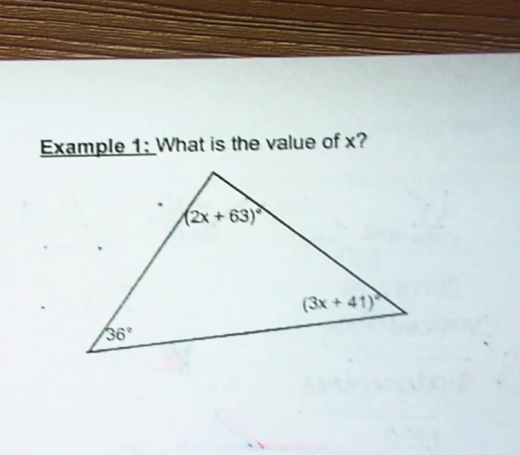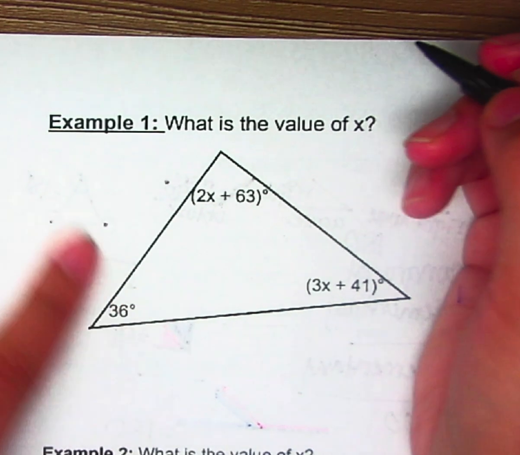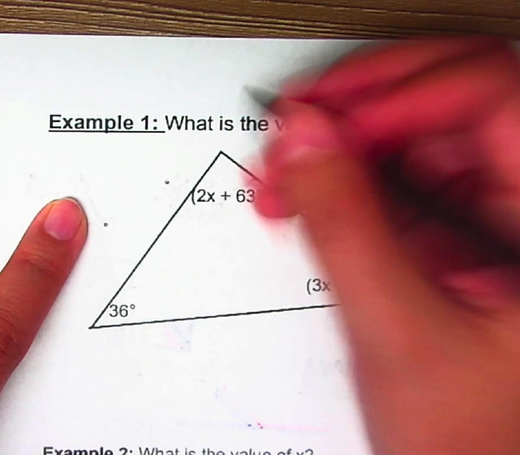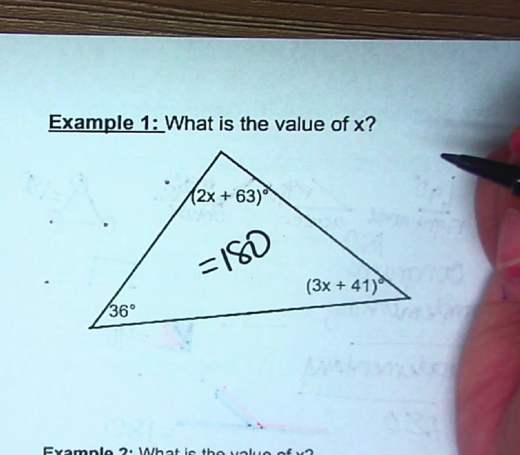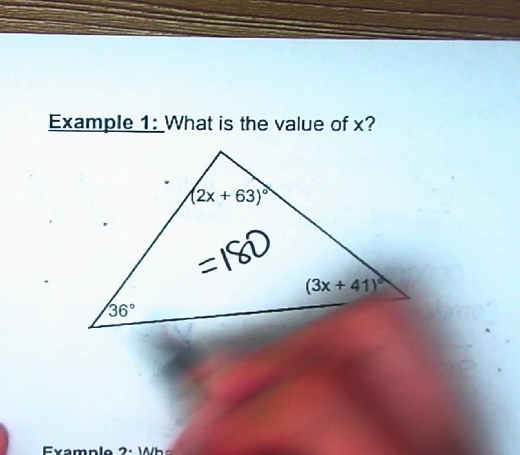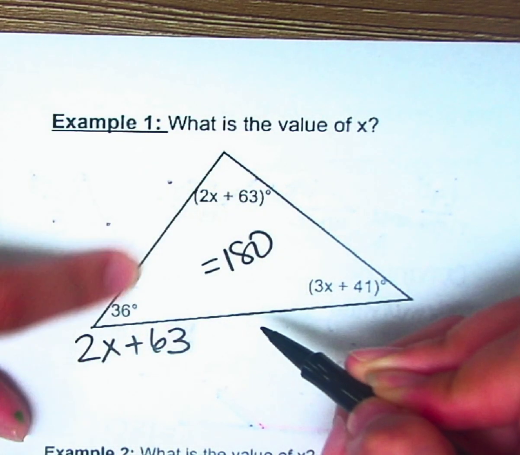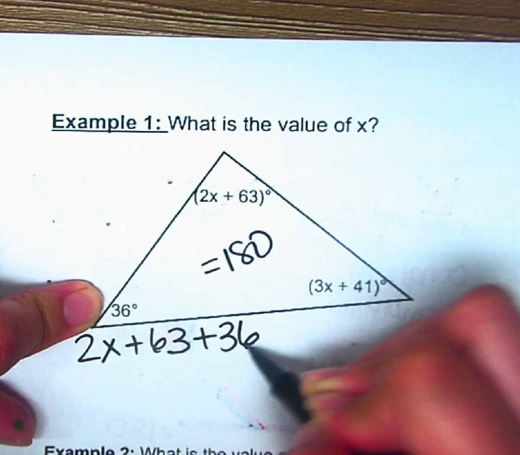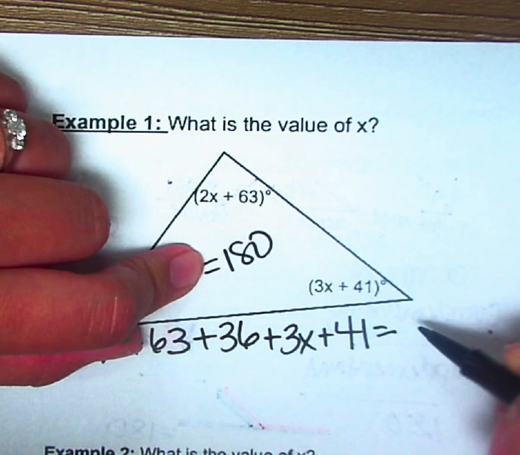So we have example 1. It says, what is the value of x? So let's see. The first step is we're going to put equals 180. And now we got to set it up. That means we're going to add up all of my sides. So we're going to add 2x plus 63. I'm writing plus 36 next. And I'm going to add plus 3x plus 41 is equal to 180.